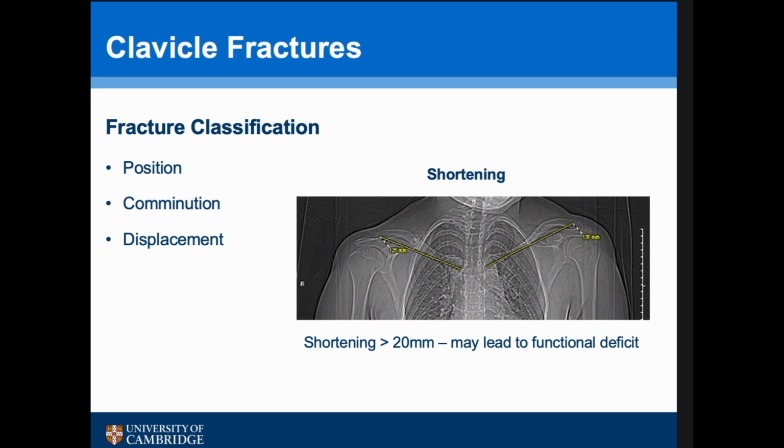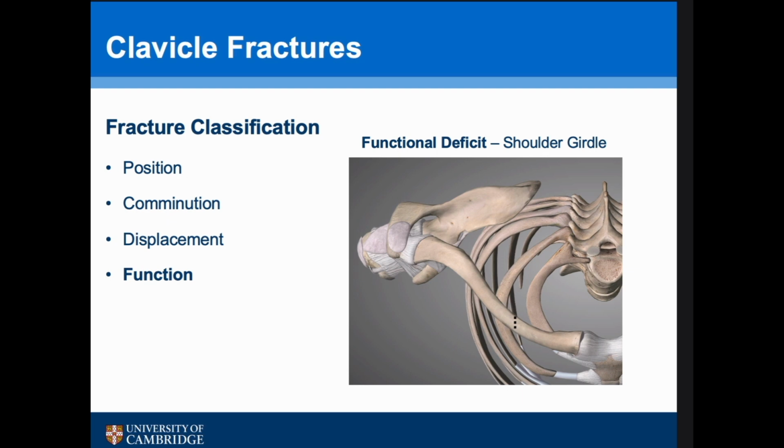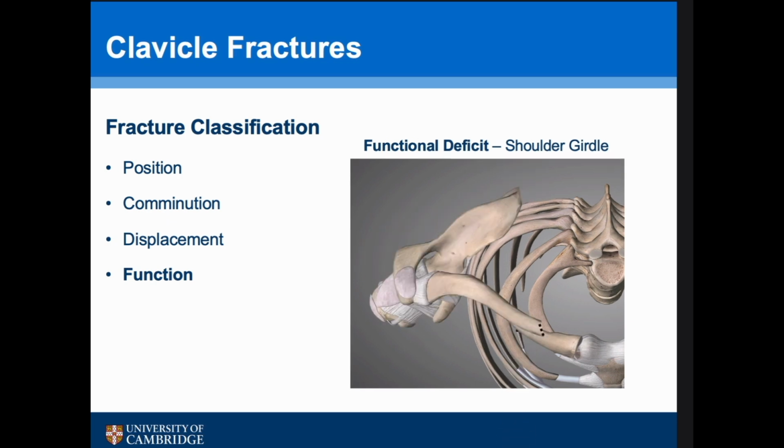However, shortening isn't the only component, and this is something that is not generally appreciated on a plain x-ray, and it's to do with functional deficit. And I've just got a little example here. So if we look at this clavicle here, if we have a fracture in this spot, you can have an element of shortening, but actually there's no imaging that really shows you how displaced or protracted the fracture is.